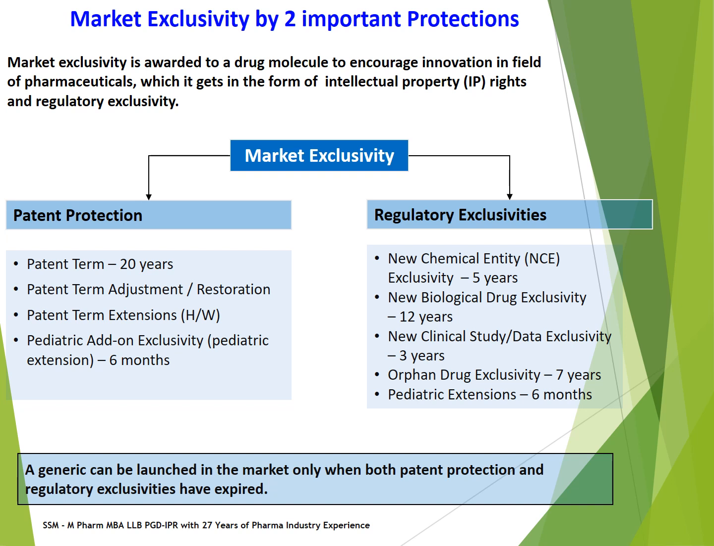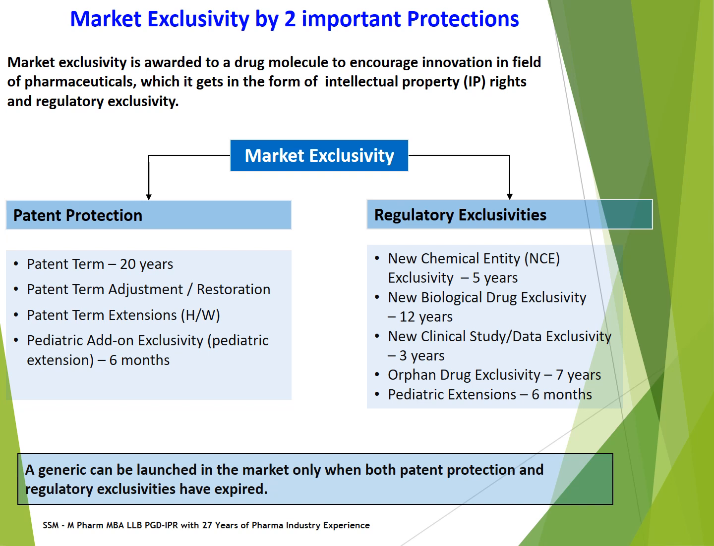And next is pediatric extension. If the company submits data in pediatric population, it is eligible for 6 months of pediatric extension, and this 6 months will be added to all these exclusivities. The NCE exclusivity will become 5 years and 6 months. New clinical data exclusivity will become 3 years and 6 months. Orphan drug exclusivity will become 7 years and 6 months.